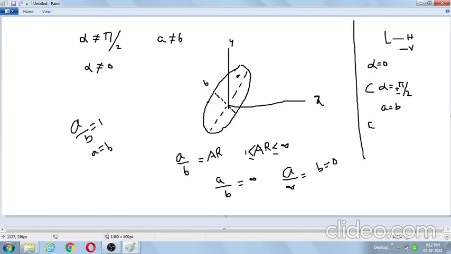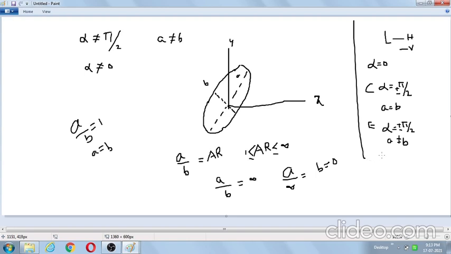Now coming to elliptical polarization. Third one is elliptical polarization. The phase difference between Ex and Ey is plus or minus pi by 2, and A is not equal to B. Then this is called elliptical polarization. Ex square by A square plus Ey square by B square is equal to 1.